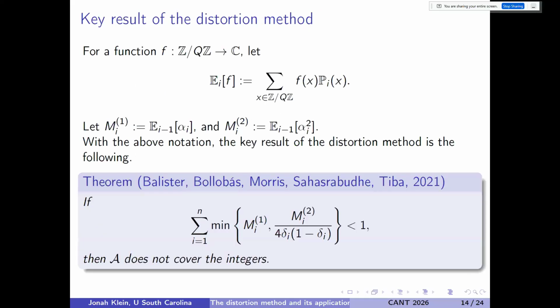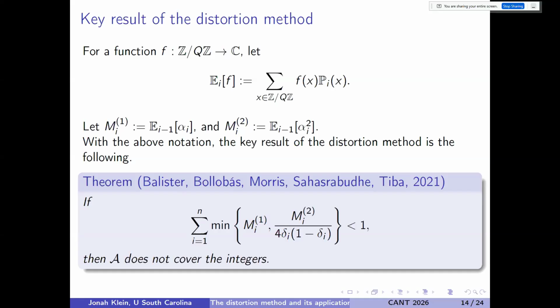So the whole point of these definitions is that they imply the following result. First, a little more notation. For a function from Z mod QZ to the complex numbers, we'll denote by E_i of f the expected value of f with respect to the probability measure pi. And we'll let M_i(1) denote E_{i-1} of alpha_i, and M_i(2) denote E_{i-1} of alpha_i squared.